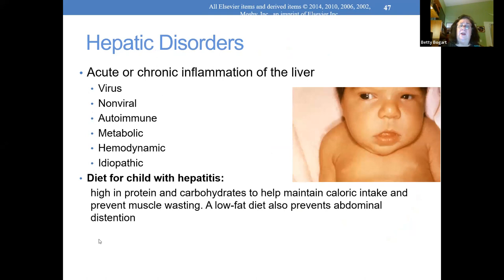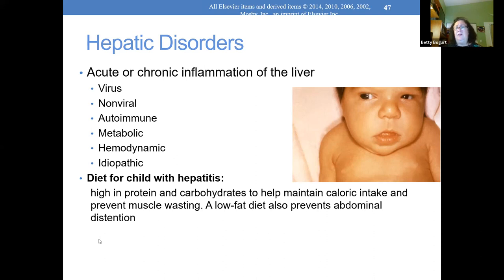Problems with the liver, acute or chronic, could be from a virus, not a virus, could be autoimmune, metabolic. The thing that we need to know about hepatitis is that if a child has hepatitis, we need to know what this child should eat. What is the diet for this child?